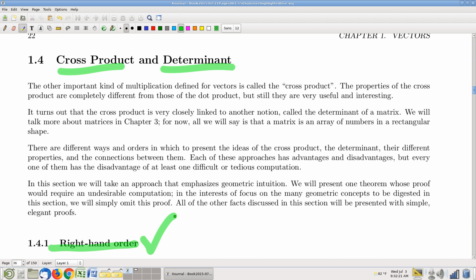So I'm going to take an approach that emphasizes geometric intuition. There are lots of different other ways to go. If you want to be more rigorous, then you do it differently. If you want to be more sophisticated, maybe you do it a little bit differently, right? For Math 212, I think this is a good choice. Okay, enough preliminaries. Let's talk about right-hand order.